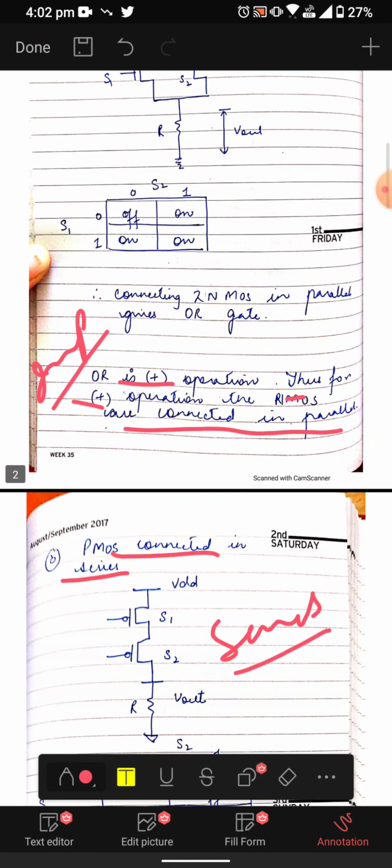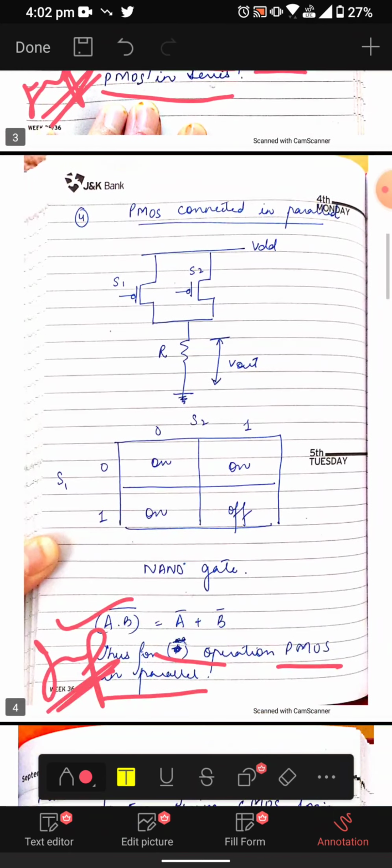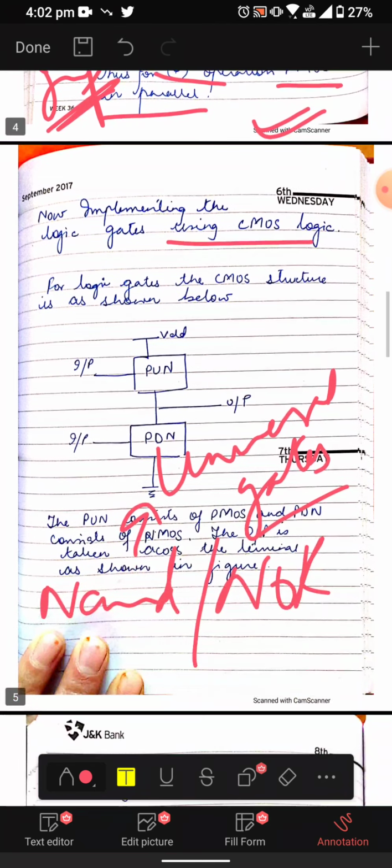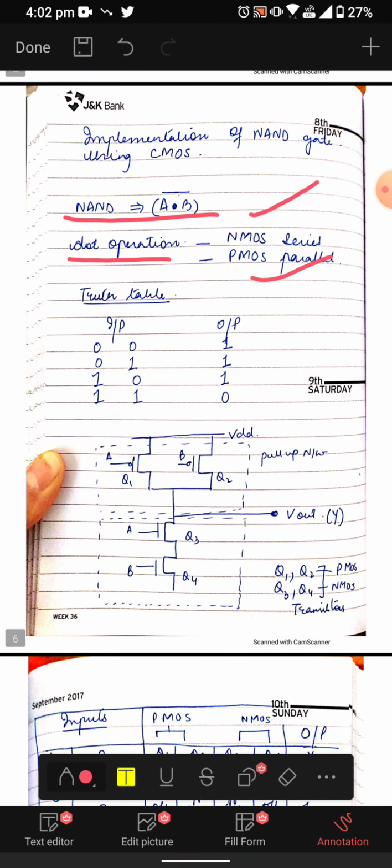Okay. Similarly, for dot operation PMOS they are in parallel. So because we are implementing a NAND gate, NAND is your dot operation. So NMOS it will be in series and PMOS it will be in parallel. So let's keep this aside now.